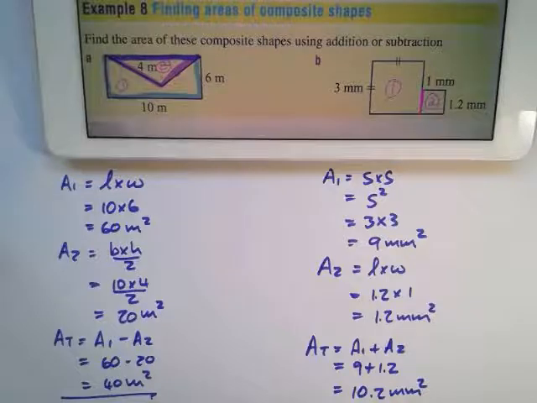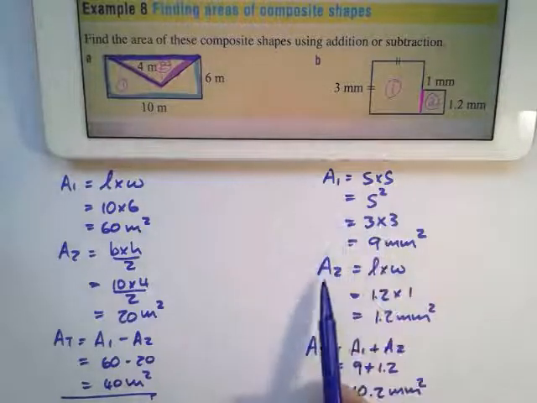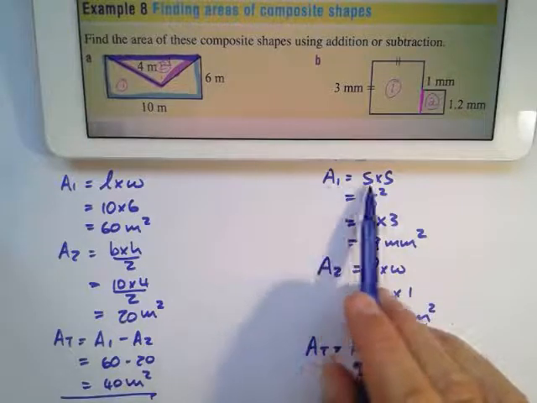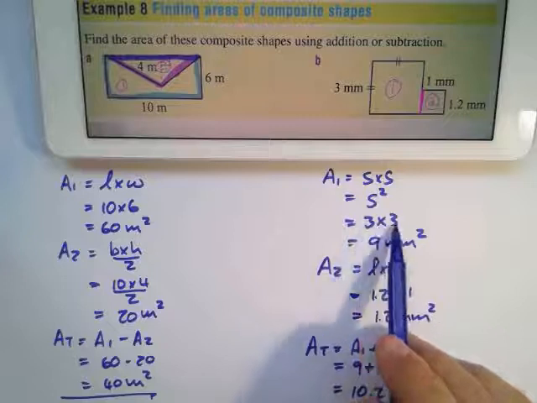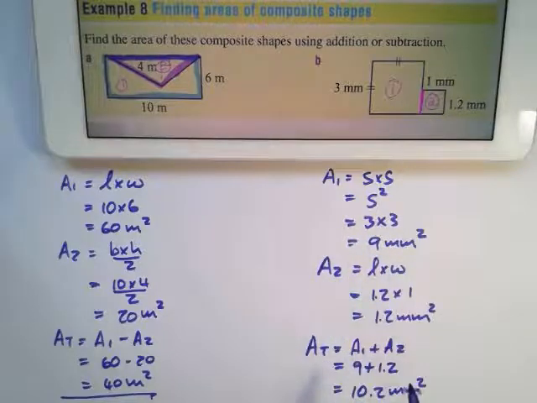10.2 millimeters squared. It is important that you write all the steps. Every little shape you have to have a formula, substitute the formula, answer with a unit. And then if you either add or subtract, you also need to label your sketch.